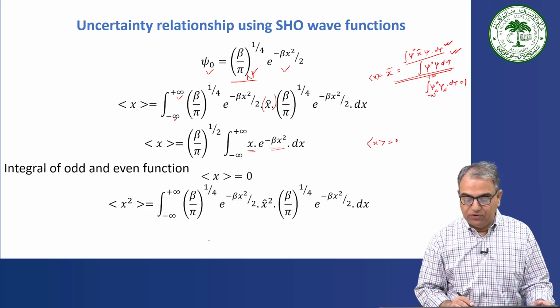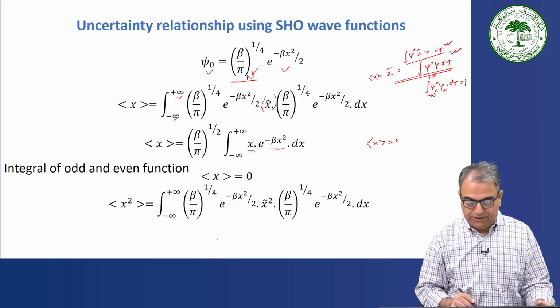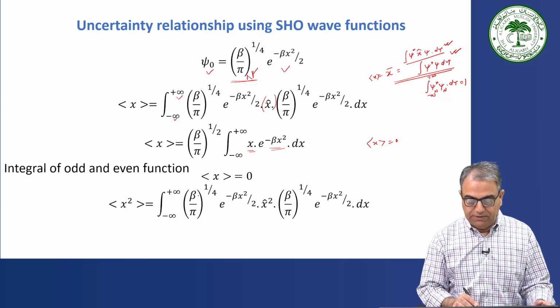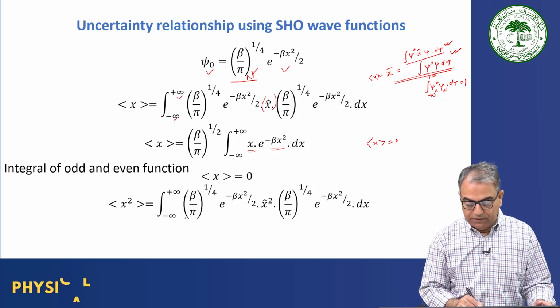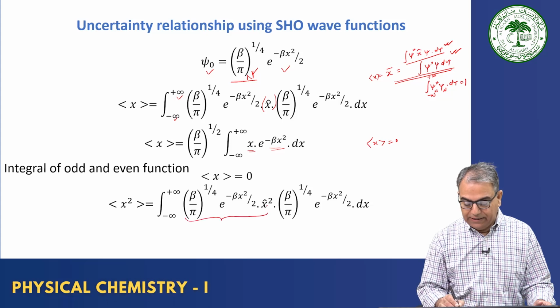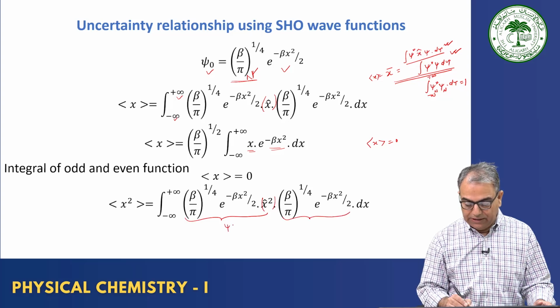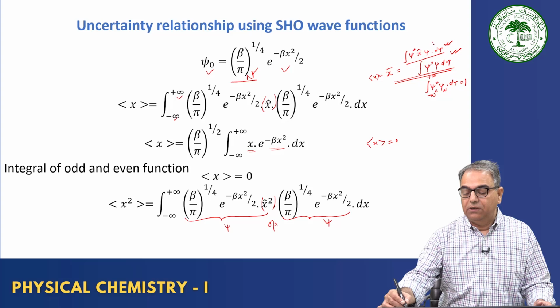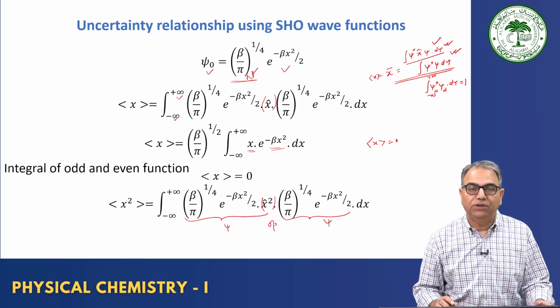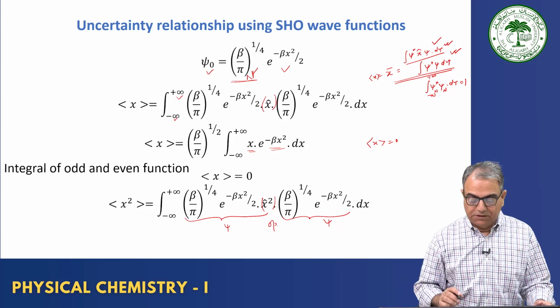The numerator we have to solve from this expectation value relationship is the integral from minus infinity to plus infinity of beta divided by pi raised to 1 by 4, exponential minus beta x squared divided by 2. This is one psi, then this is your operator, and this is another psi. So psi, operator, and psi. This is what the quantum mechanical postulate tells you about finding the expectation value.